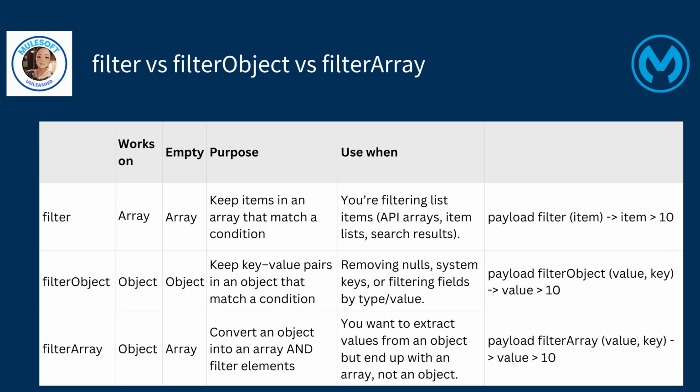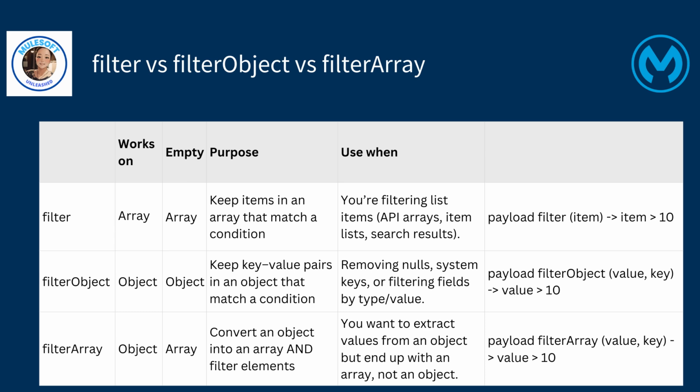As I explained earlier in the video, filterObject works only on objects, key value pairs, and it returns an object back. Notice how only the matched key value pair is preserved. This is great for cleaning JSON, removing nulls or filtering based on value types.